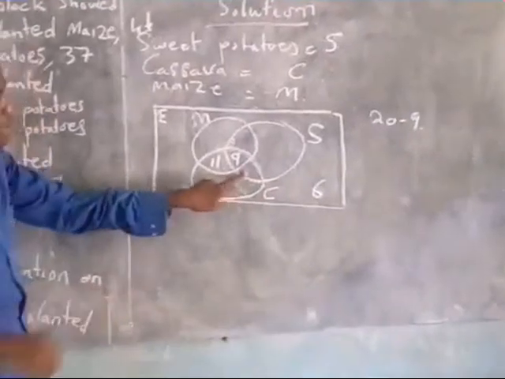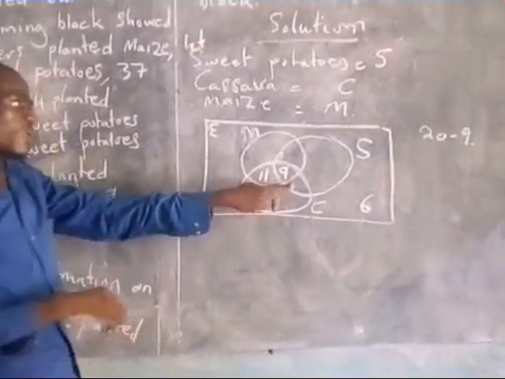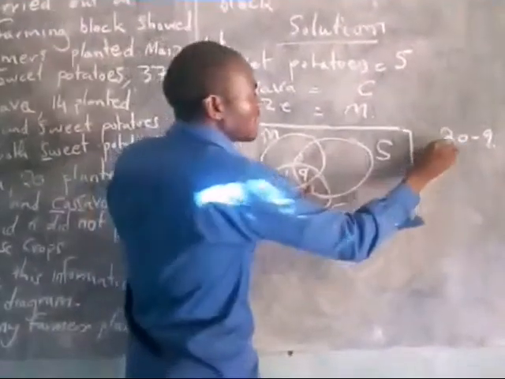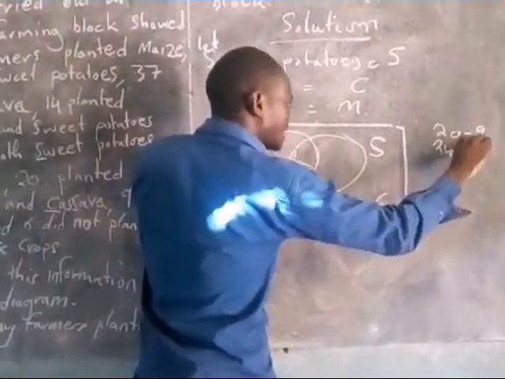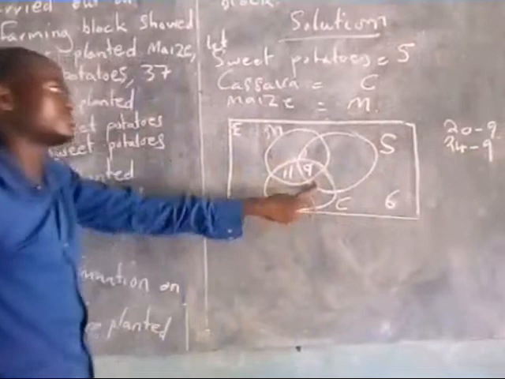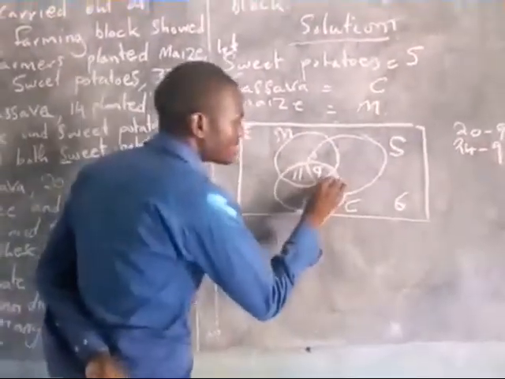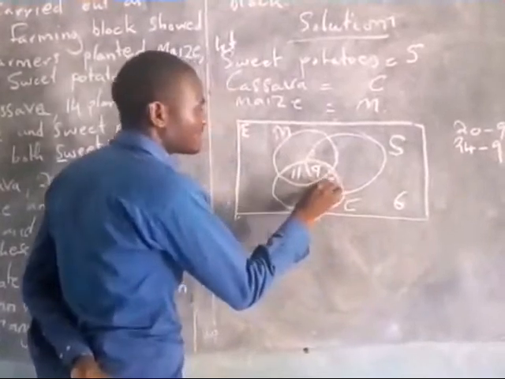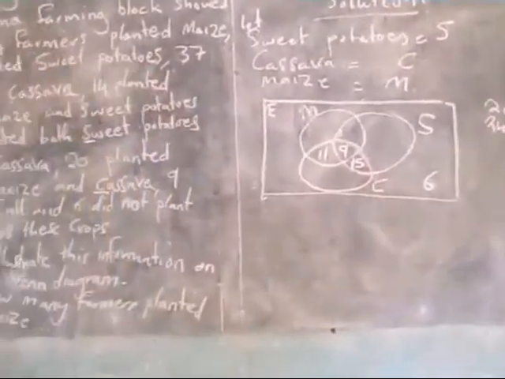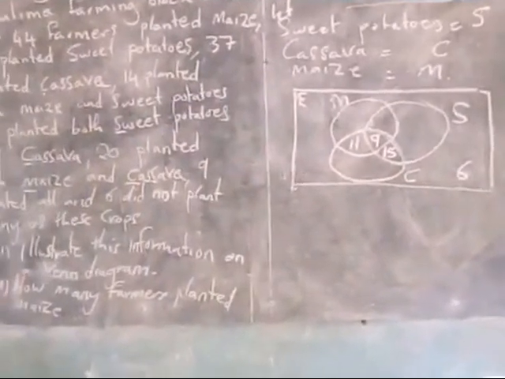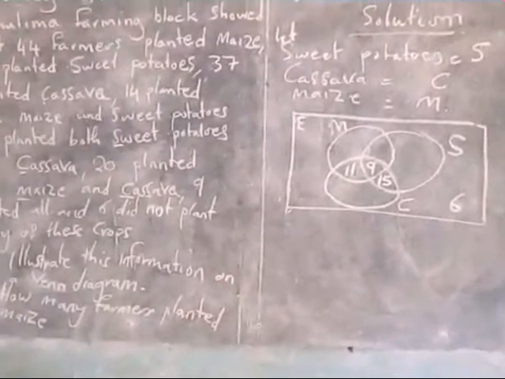24 is the answer. So we already have 9 as part of this section. So what should we do? So we say 24 minus 9. Okay? And the answer is 15. 15 there.